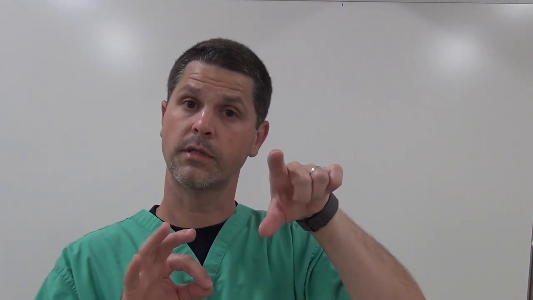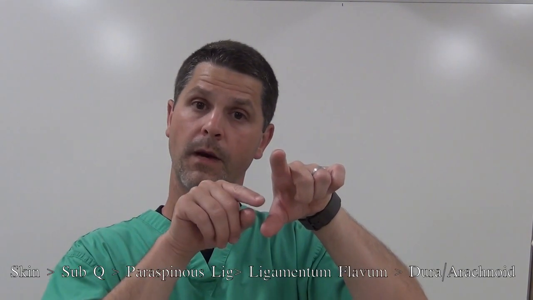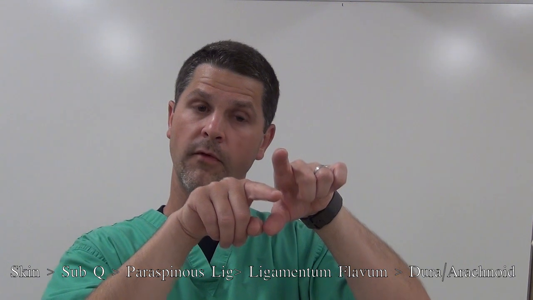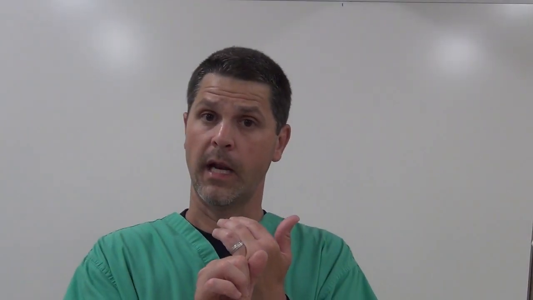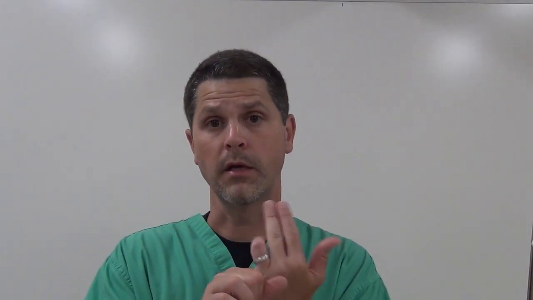If you're going to the subarachnoid space, skin, subcu, paraspinous ligament, ligamentum flavum, all the way through the dura and the arachnoid into the subarachnoid space. So we've covered the anatomy as far as what blocks are working on what. The epidural is working on nerve roots, a spinal block's working on the spinal cord.